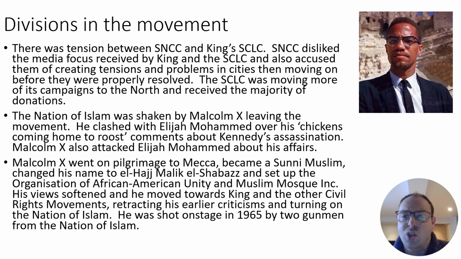And we see a changing attitude of Malcolm X at this point. We see his views soften, particularly moving away from his earlier criticism of King and King's part of the movement, and retracting those criticisms while increasing his criticisms of the Nation of Islam. He's then shot on stage in '65 by two gunmen from the Nation of Islam. Elijah Muhammad denied direct involvement, but Elijah Muhammad did say that Malcolm X got what he deserved.